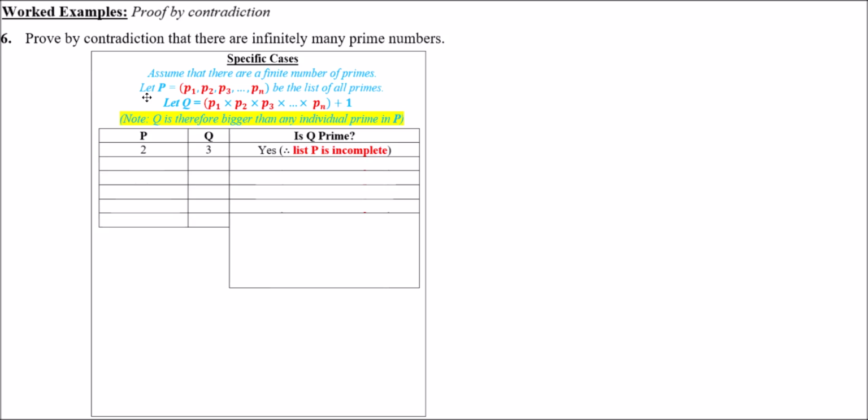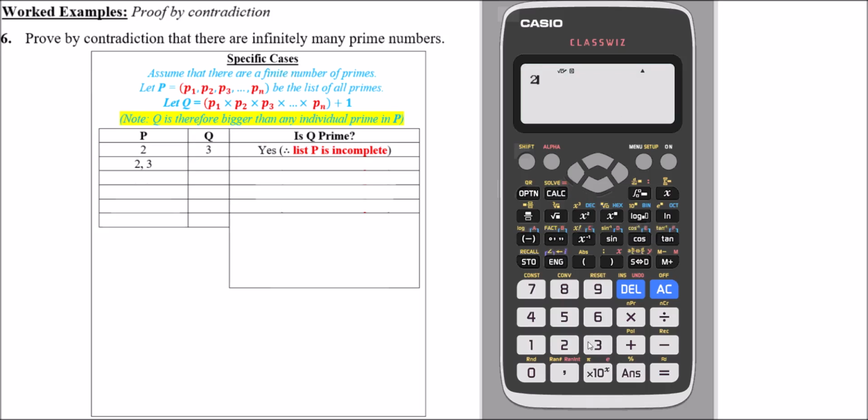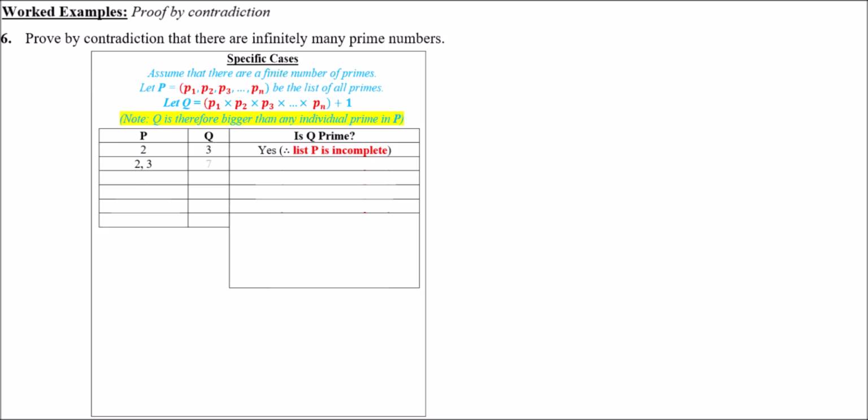But let's just see if we can see a pattern going on. So next up, let's think our complete list is now 2 and 3. Imagine just going one step on. Well, Q would now be 2 times 3 plus 1. So Q is now 7. But because Q is 7, ask if Q is prime. Well, again, it is. And again, this disproves the fact we had all the primes.